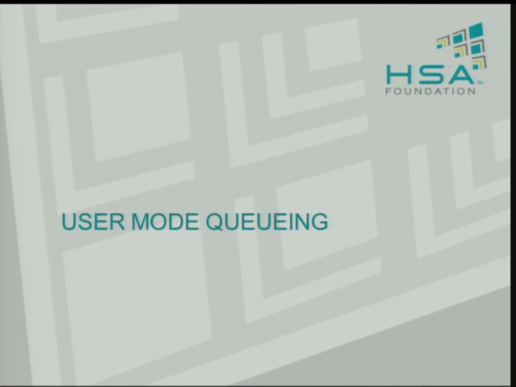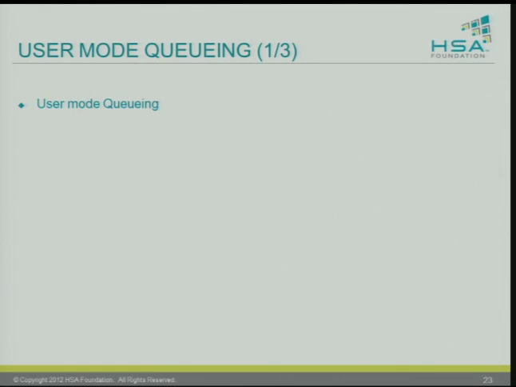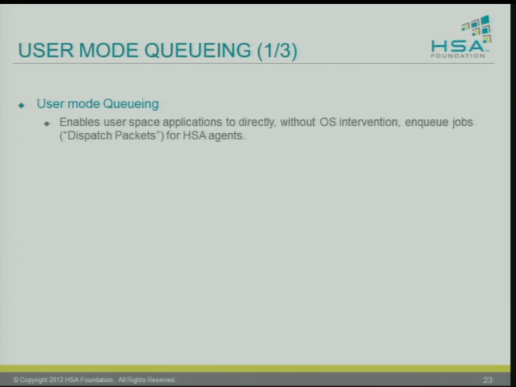Okay, so let's talk about the fourth final requirement, user mode queuing. I'll introduce this and then I'll dive into it in a bit more detail. So what is user mode queuing? Well, this basically allows a user space application running in user mode to directly, without the OS intervening, enqueue a job to be executed by another agent within the system. So sometimes I'll say job, but internally within HSA, we call them packets, a packet of work.